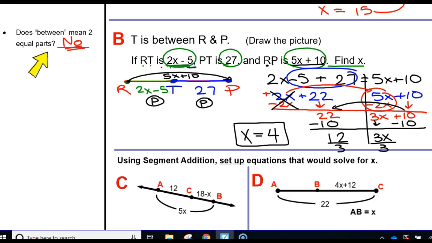Always go back, double check. Does that find what they asked you to find? And they did say find x. And so that is it. I'd like you to try the next 4 questions, and then we can start them. So I'm going to have you pause right here, and if you can try those first, that would be awesome.